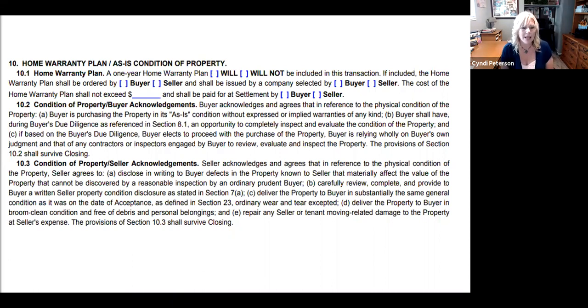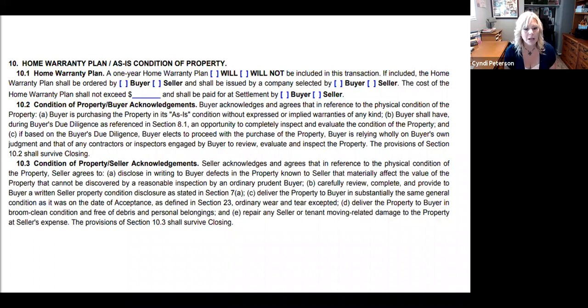Honestly, I don't know that a lot of agents really realize that that's in there for them to talk to their seller about. They always assume that everything in here is in reference to the buyer. So just make sure that they are understanding this. It's really important, I think.